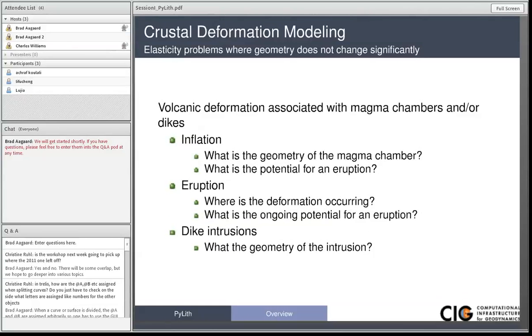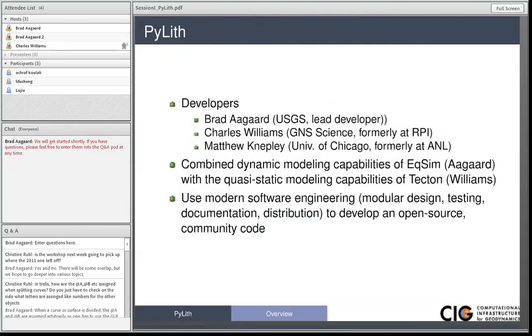Pylith can also be used for volcanic deformation associated with phenomena such as magma chambers and/or dikes. One can look at inflation of magma chambers to try and constrain the geometry of the magma chamber and the depth to look at the potential for an eruption. If there is an eruption, you can use Pylith to look at where the deformation might be occurring, what is the ongoing potential for an eruption by looking at the depth and amount of material that may be moving within the crust, as well as dike intrusions, such as the geometry and amount of material within an intrusion.